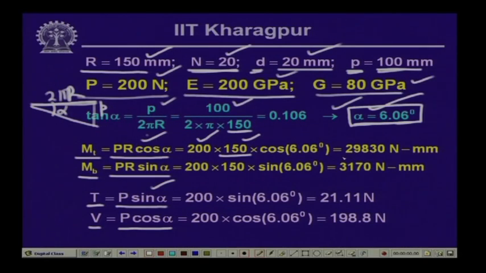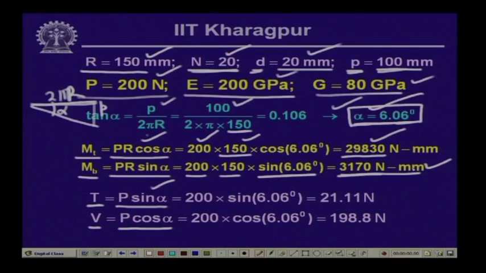So, the value of P is given as 200, R is 150 and cos of 6.06. So, this gives us a value of 29,830 Newton millimeter. So, much is the twisting moment, and for the bending moment we have 200 into 150 into sin of 6.06 degree, which is equal to 3170 Newton millimeter.